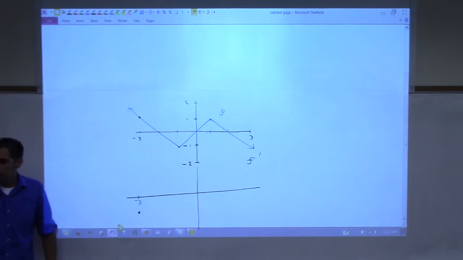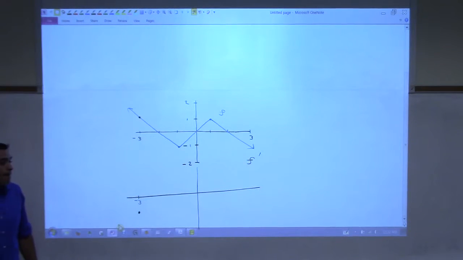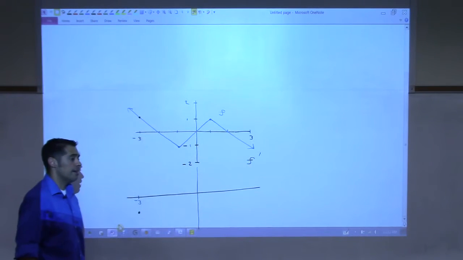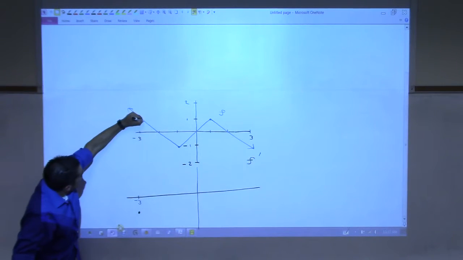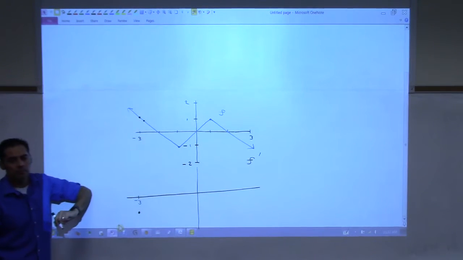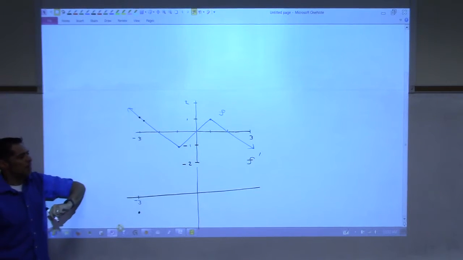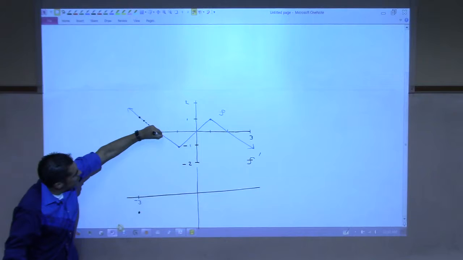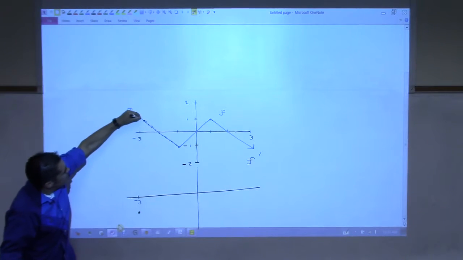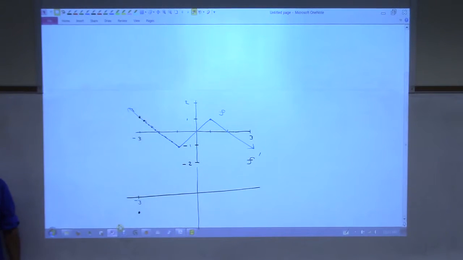Agreed? So it seems like you can use slope and derivative interchangeably. Yes, it is the same thing. The slope of the tangent line is the derivative of the function at that point. So what about if I pick this point right here? What's the slope of the tangent line there? Same, -1. What about here? The same. Any point on this line segment, the slope would be -1.